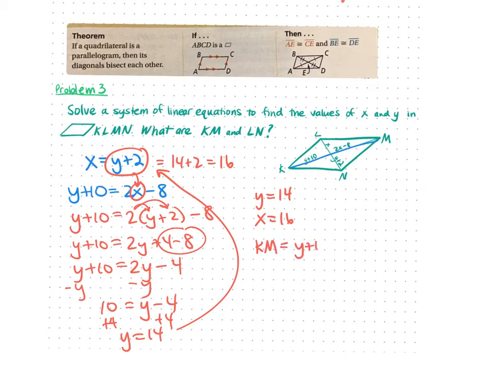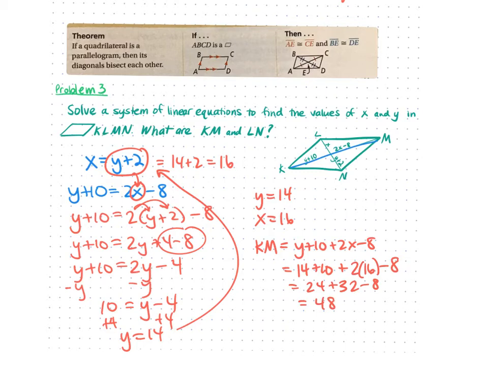is y plus 10 plus 2x minus 8, which is, there's probably a quicker way to do this, 14 plus 10, which is 24. So that means, sorry, back here. Okay. 2 times 16 minus 8. So this is 24 plus 32 minus 8, which is 48.